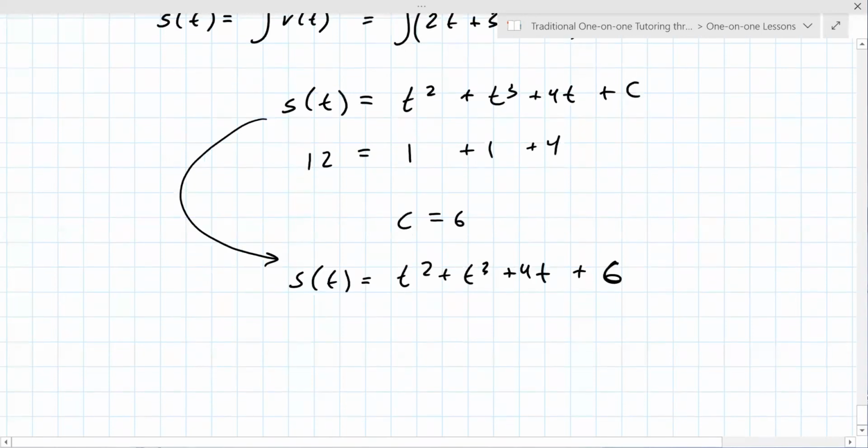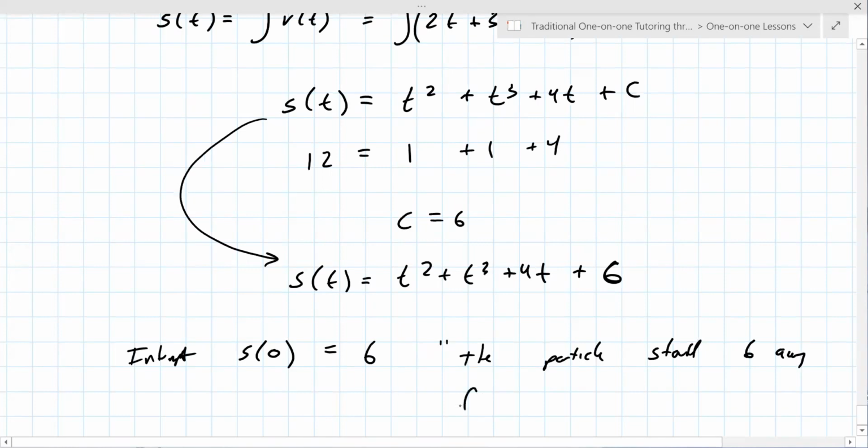And if I asked you a question like interpret s of 0, which ends up being 6, I'm asking for the meaning of that. You would say something like the particle started 6 away from the origin. I could ask that. And just by the way, this is more of your AP style question that we just did. You've probably done some free response for this, parts A, B, C, and D.